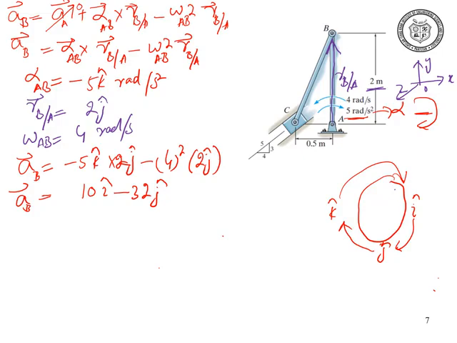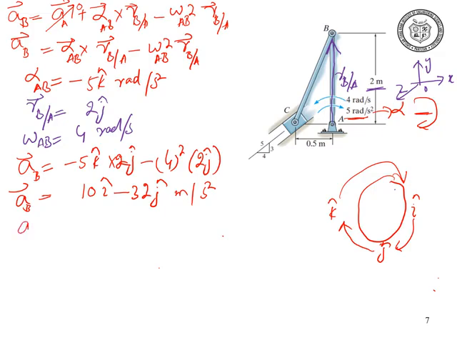Now for the link AB, we know the acceleration of the particle A, which is fixed and equal to 0. We know the acceleration for the particle B, which is 10 I minus 32 j meter per square second. Now come to the link BC. In the link BC, the acceleration of B is known, but the acceleration of C is unknown. So we write the equation of C in terms of B.